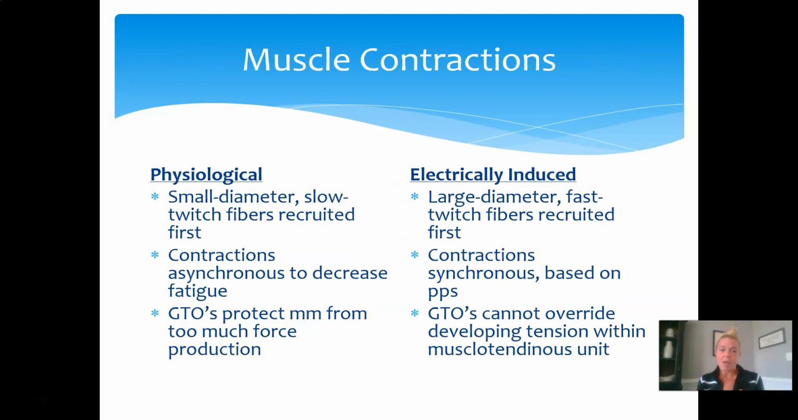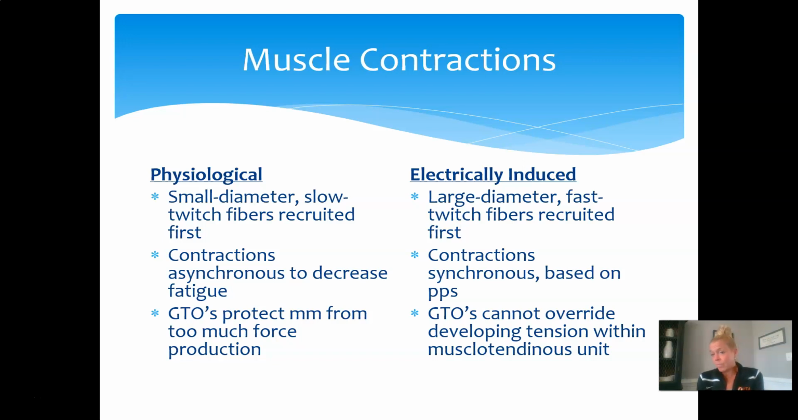So let's talk about physiologic muscle contractions versus electrically induced muscle contractions, or ones that we're going to force with eStim. With a physiologic contraction, your small diameter, slow twitch fibers are going to be recruited first. With an electrically induced contraction, we just talked about large diameter fibers are always stimulated first. So your fast twitch fibers are going to be recruited first. With a voluntary or physiologic contraction, they're going to be asynchronous in order to decrease fatigue, right? Your body's not going to fire all muscle fibers at one time.